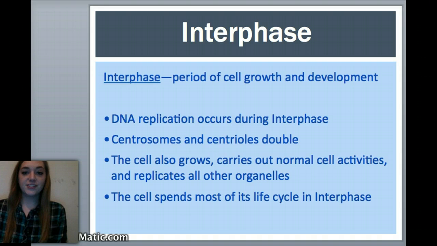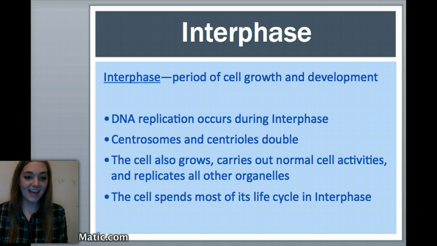So the first stage of mitosis is called interphase, and is a period of cell growth and development. And this is where DNA replication occurs. Centrosomes and centrioles double, which I will cover a little later as a diagram evolves.